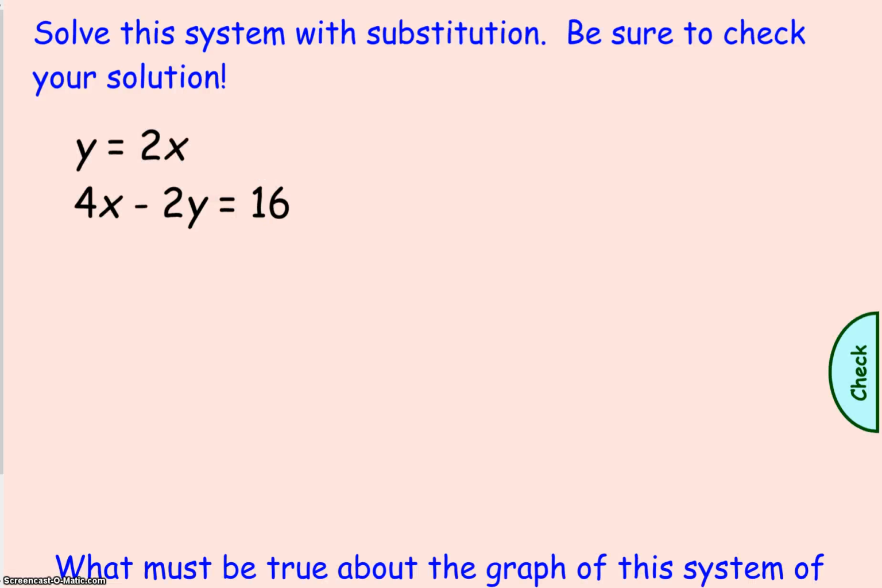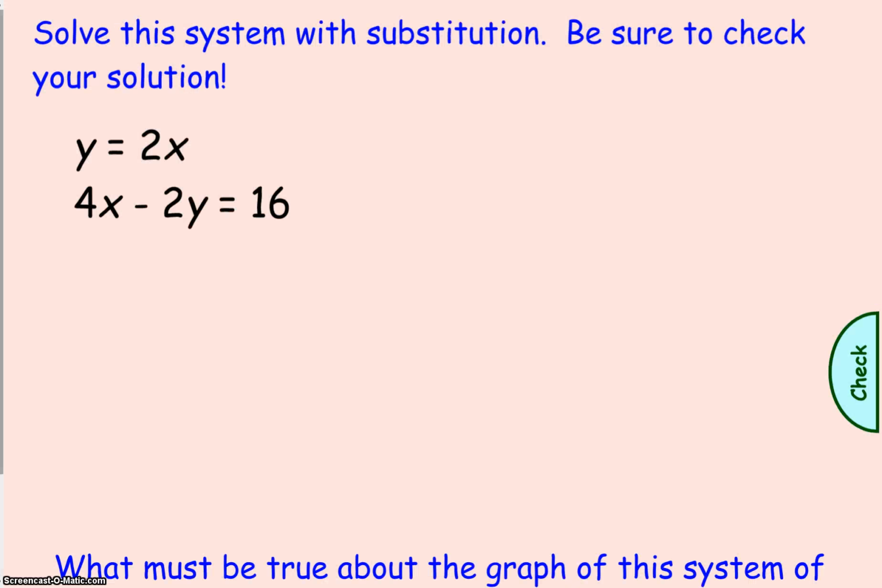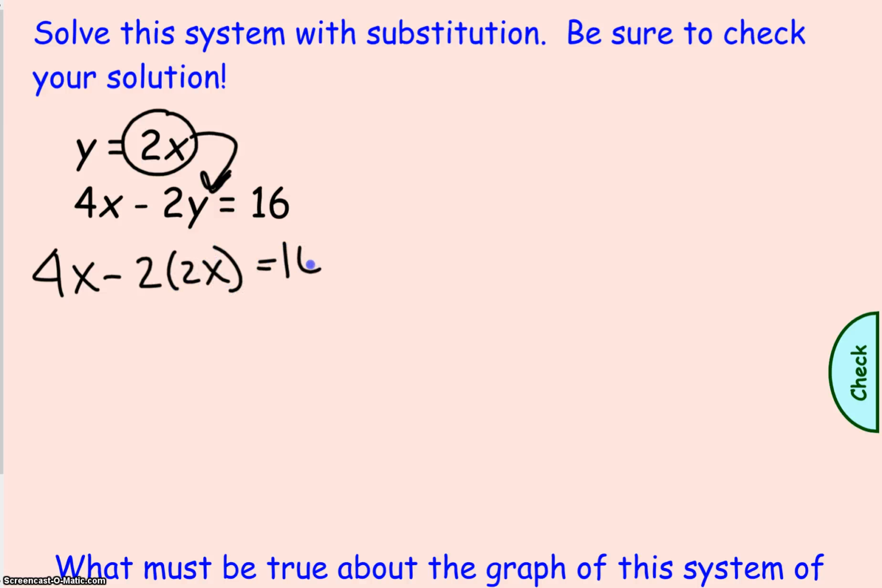Solve this system with substitution. Be sure to check your solution. Well, here we go. I know that I can plug this in where I have a y because it says y equals. If it said y equals 4, we would plug a 4 in there. But it doesn't. It has a 2x, so we're going to plug in that there. 4x minus 2 times 2x equals 16. 4x minus 4x equals 16.